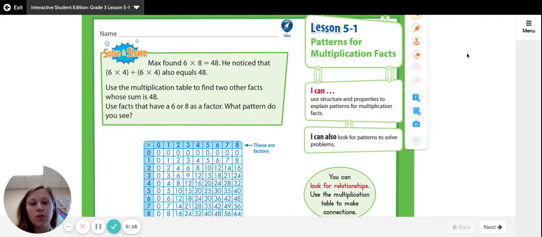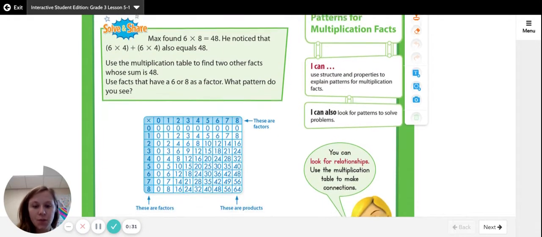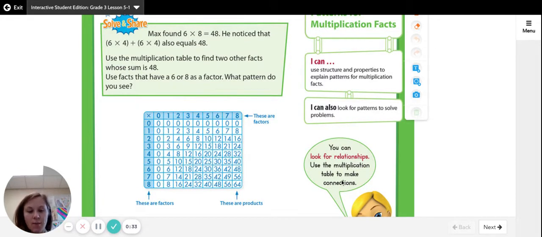We're talking about patterns for multiplication facts. So we're still working on gaining fluency in our multiplication facts and getting faster at solving them. I can use structure and properties to explain patterns for multiplication facts. I can also look for patterns to solve problems. We can look at relationships when we're using the multiplication table.